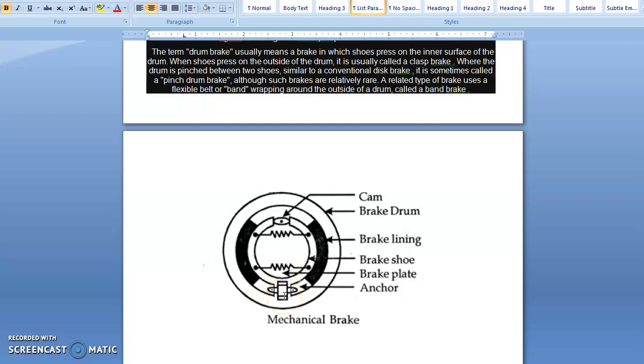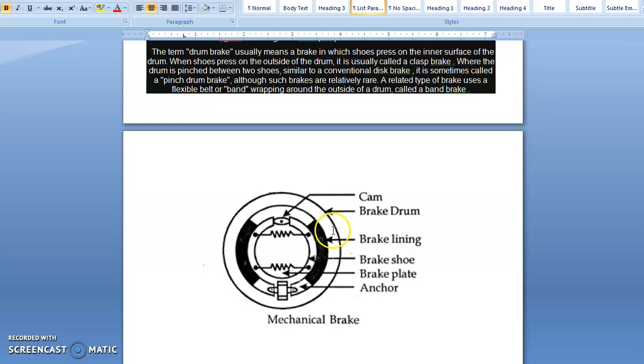As per the working, we have 2 points: when the driver depresses the pedal, and when the driver releases the pedal. When the driver depresses the pedal, due to the rotation of the cam, the brake shoes are expanded towards the drum, so that the brake shoes along with the lining touch the brake drum. Due to the touch, friction takes place, and due to that friction the speed of the drum slows down and finally stops, thereby applying the brake.